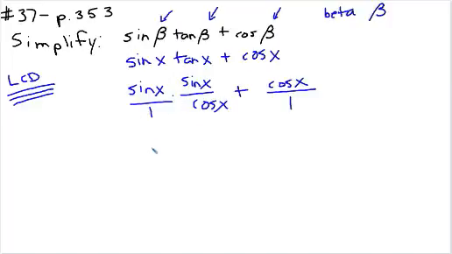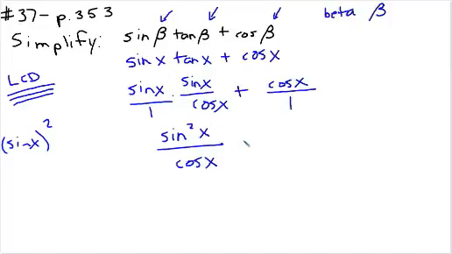Look, the only denominator I have is cosine. So sine times sine is sine squared. And remember what that means. That just means sine x, the quantity squared, but we typically write the 2 right here. So sine squared x over cosine x, that takes care of this. Plus, I need a common denominator. Well, there's only one denominator. It's cosine. So I multiply the top and bottom of this expression by cosine of x.